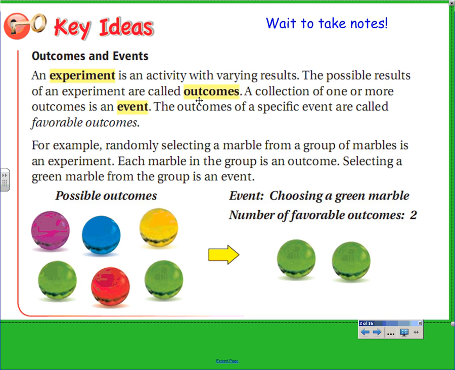Okay, so if I flip a coin, my two outcomes are heads or tails. Those are the possible things I could get. If I roll a normal dice or die, I could get 1, 2, 3, 4, 5, or 6. Those are my outcomes. If I look at these marbles here, each of these marbles is an outcome. There's 6 possible outcomes. There's 6 different things I could get if I was drawing these marbles out of a bag. So those are my outcomes.